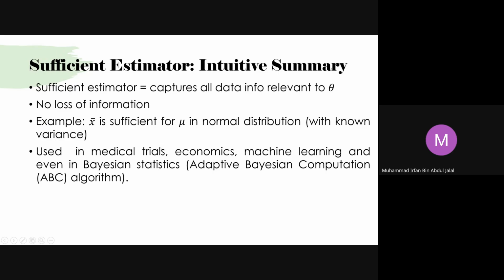For example, in medical statistics, economics, machine learning, and even in Bayesian statistics, my specialty. Especially kalau kita nak pakai satu algorithm dalam Bayesian statistics ni, yang mana dia dipanggil adaptive Bayesian computation or ABC algorithm. In this case, adaptive Bayesian computation is a very advanced algorithm, yang mana kalau siapa yang ambil Bayesian statistics punya specialty, during the degree level or master's level, you will learn about this adaptive Bayesian computation, which is a type of simulation tapi faster than the usual algorithm used in Bayesian statistics.